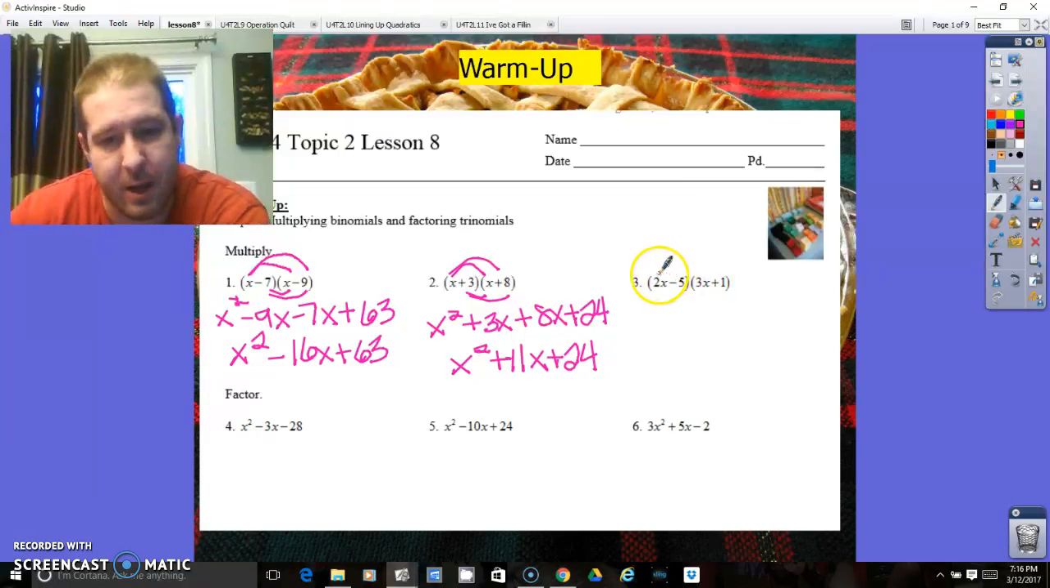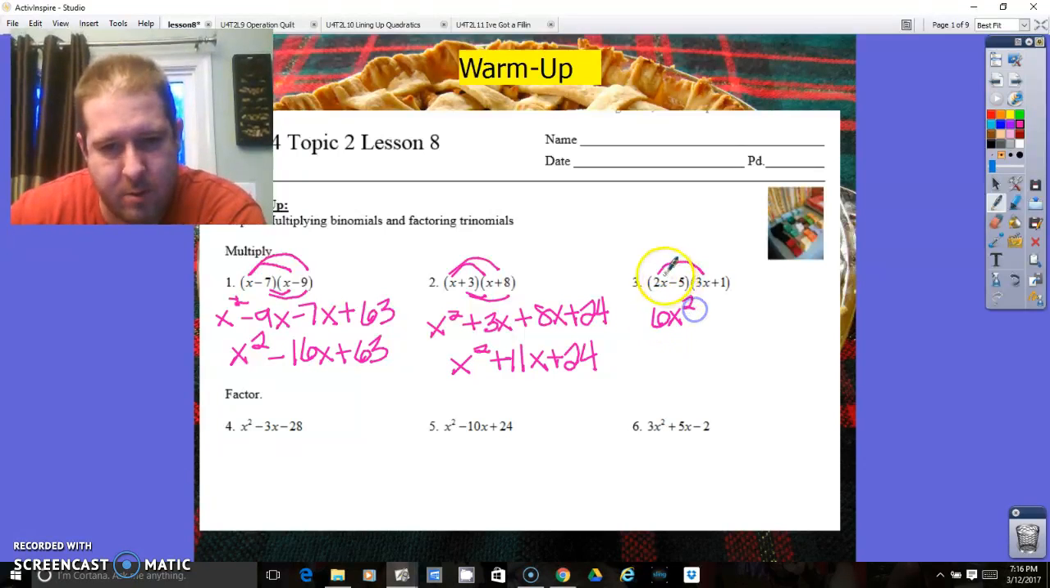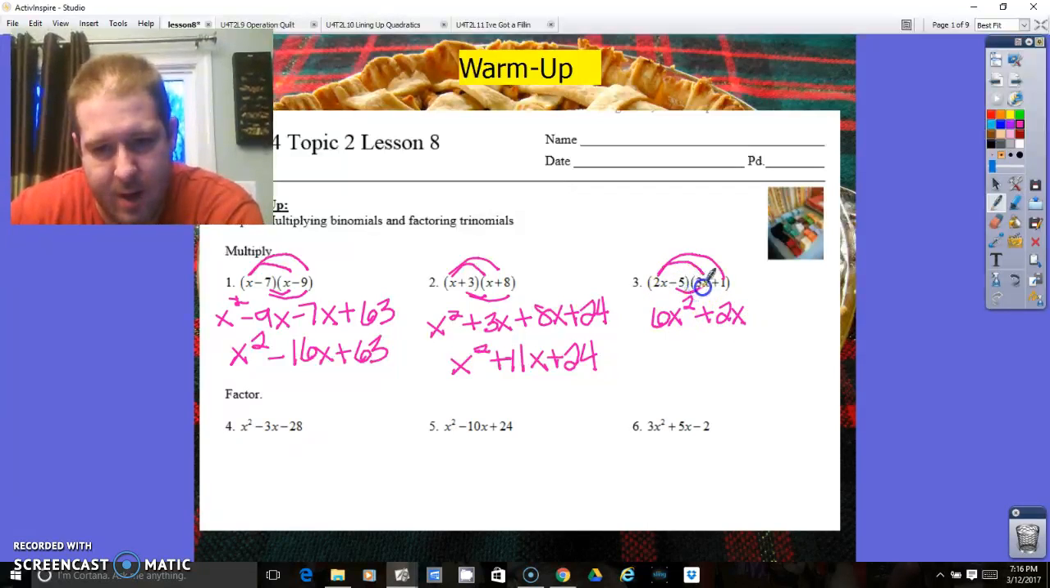Now, notice that there are leading coefficients this time, so we're actually going to solve this through. So that's going to give you 6x squared. This is going to be 2x. Inners is going to give you negative 15x. And last is going to give you negative 5. Simplify your two middle terms. So your answer is 6x squared minus 13x minus 5.